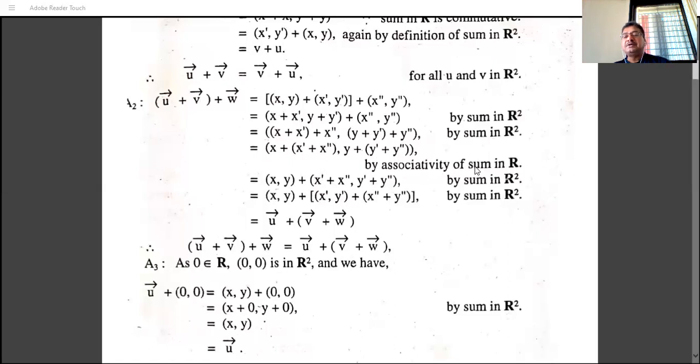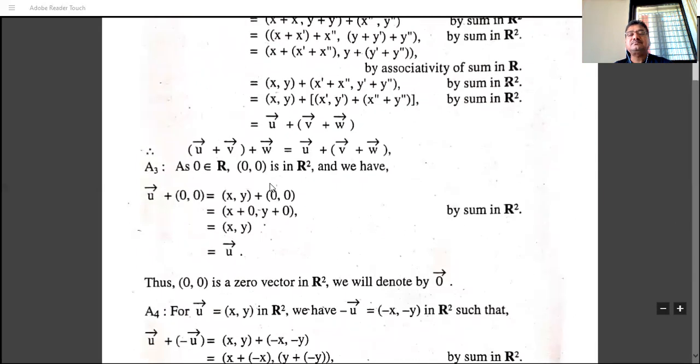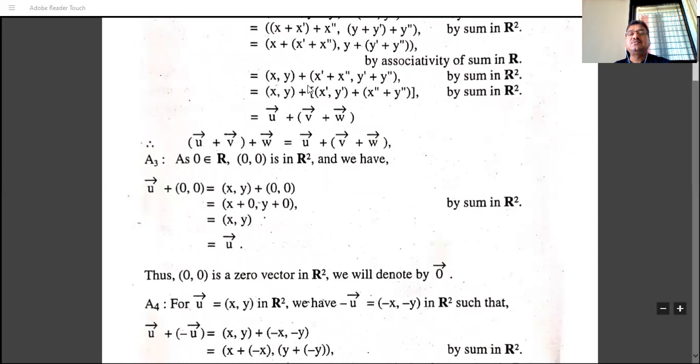We know that 2 plus 3 plus 4 we can write as (2 plus 3) plus 4: first add 2 plus 3, then it is 5 plus 4, that is 9. Or 2 plus (3 plus 4), and then add 2. So we have the same answer both ways. So addition or sum of real numbers is associative. And then again we have (x, y) plus (x dash plus x double dash, y dash plus y double dash), and then the addition of this is u bar plus v bar plus w bar.